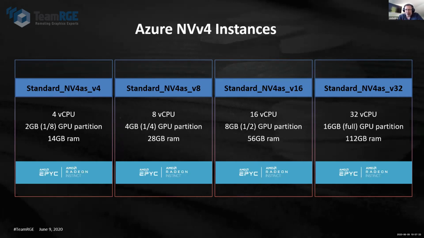So if you get a benchmark score with a 32 size VM, and then you try a 16, you're very effectively going to be seeing half of the GPU performance. And then the same way as you scale down to the 8 and the 4.